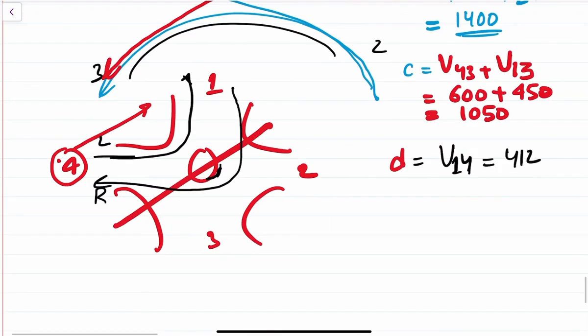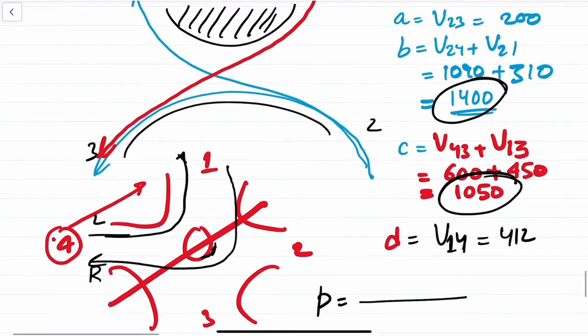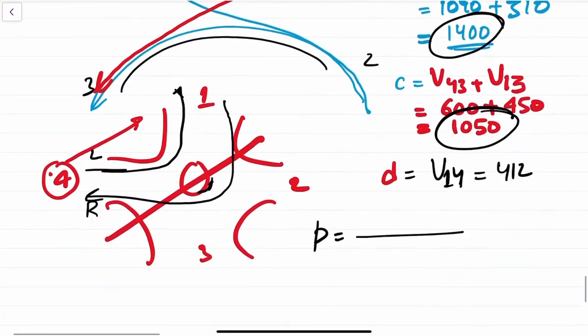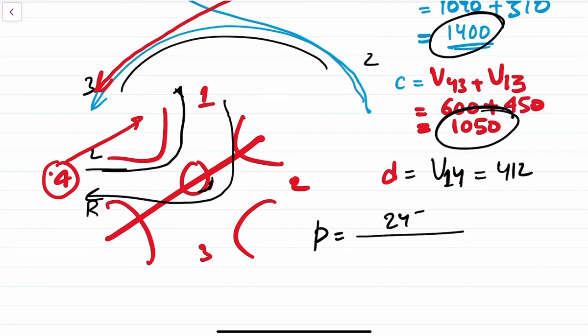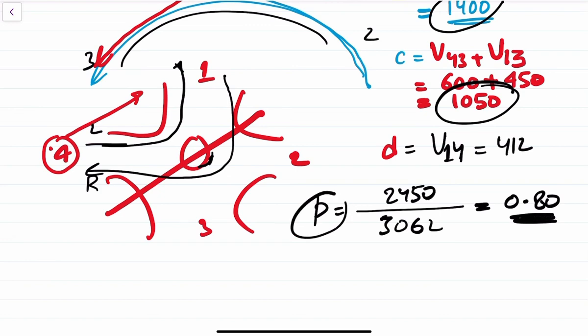Clear? So just put the values. The weaving ratio will be B plus C, that is 2450, divided by A plus B plus C plus D, that will be 3062. So the value will be 0.80. So the weaving ratio is 0.80.